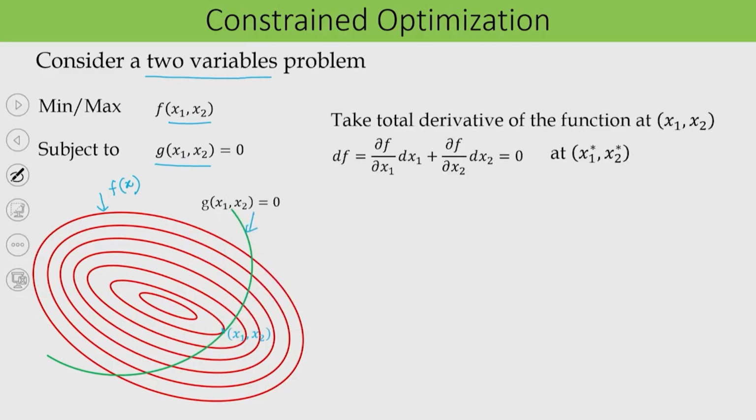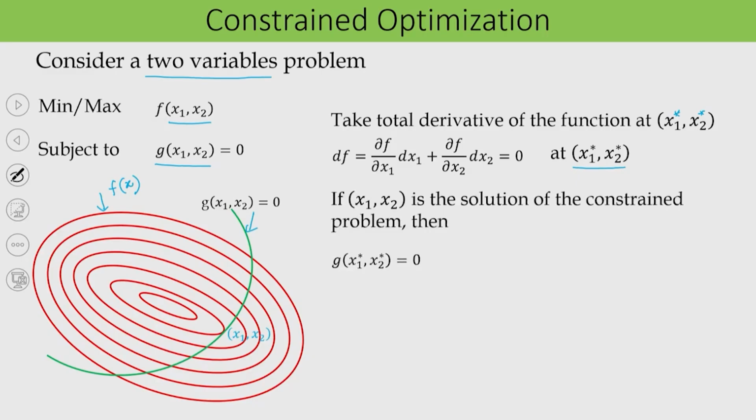If I take the total derivative of this function at x1, x2, because I am trying to find the necessary and sufficient condition, then at the optimal point, that is x1 star and x2 star, the total derivative should be equal to 0. So, this derivative df, which is del f by del x1 dx1 plus del f by del x2 dx2, is equal to 0 at that optimal point, x1 star and x2 star.